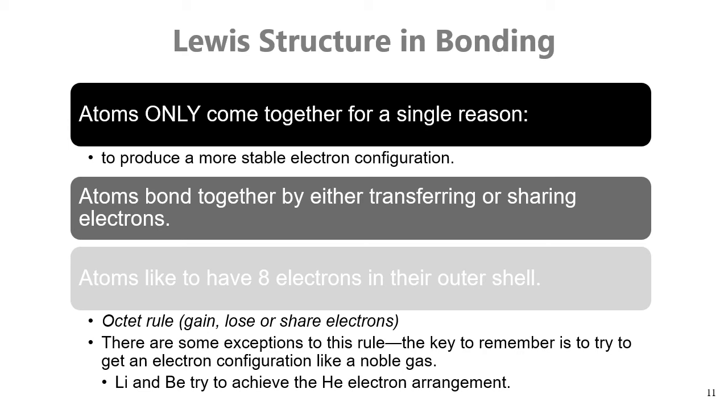Let me remind again, atoms only bond in order to produce a more stable electron configuration. They can do that by either transferring or sharing electrons. The maximum number of electrons in the outer shell is 8, which follows the octet rule, which means the electron configuration is like a noble gas. And in the lithium and beryllium case, they try to achieve the helium electron arrangement.